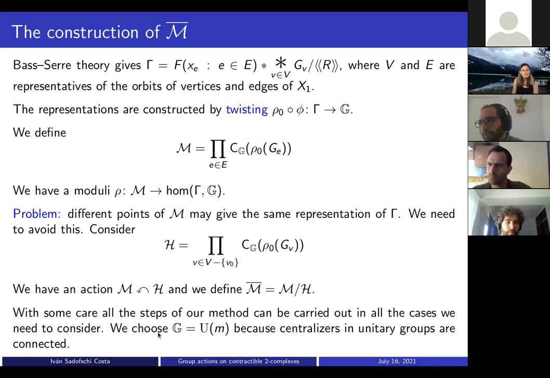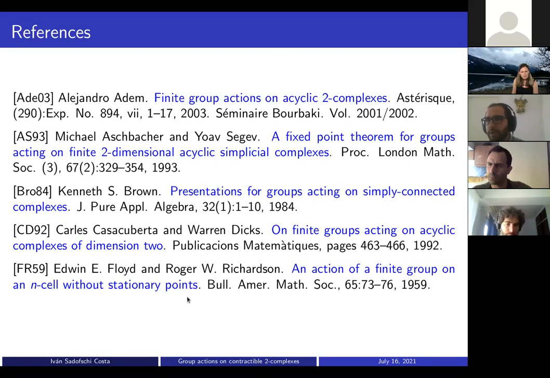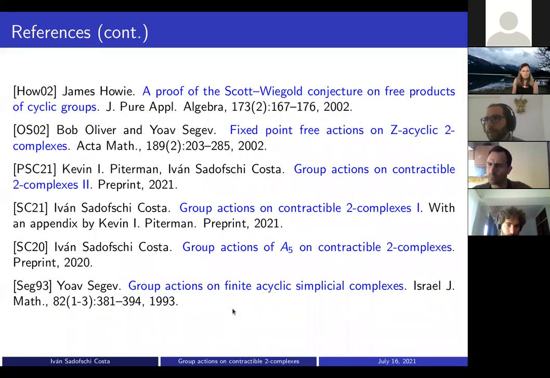And a final remark, we choose G as the unitary group because centralizers in unitary groups are connected. And this simplifies a lot of things to obtain homotopies and in general in the argument. So this is all I wanted to say. These are the references, and thank you.